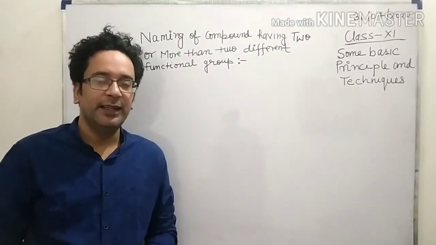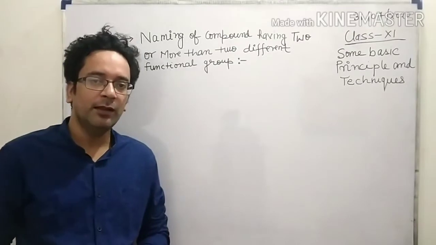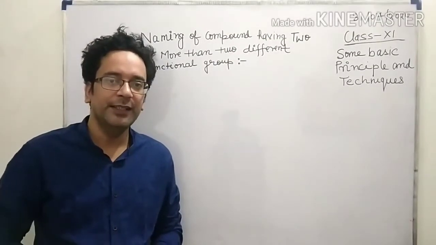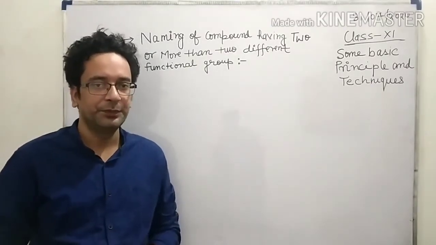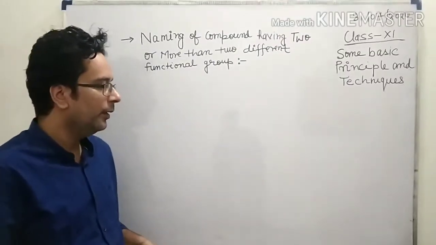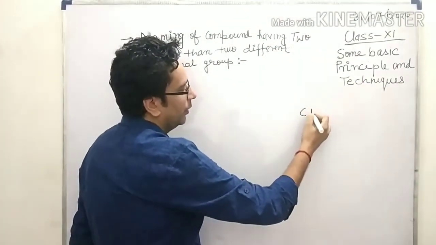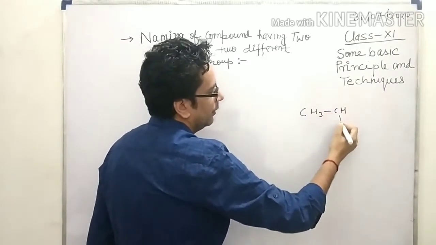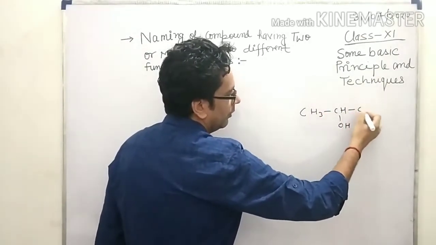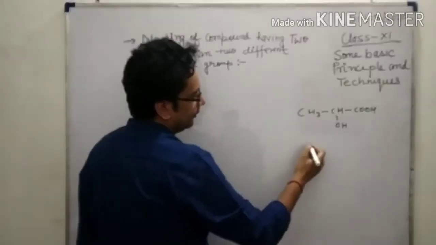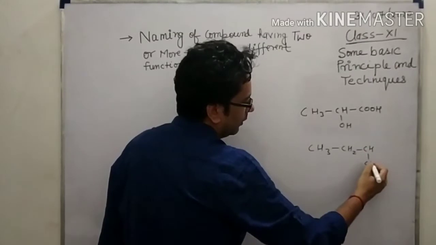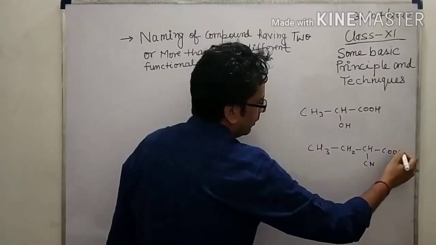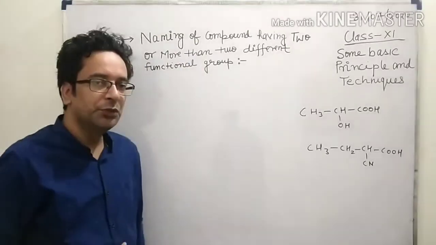Hello student, in this session I am going to discuss how to write the name of organic compound having two or more than two different functional group. For example, this is a compound which contains two functional groups, either this one, this also contains two functional groups.